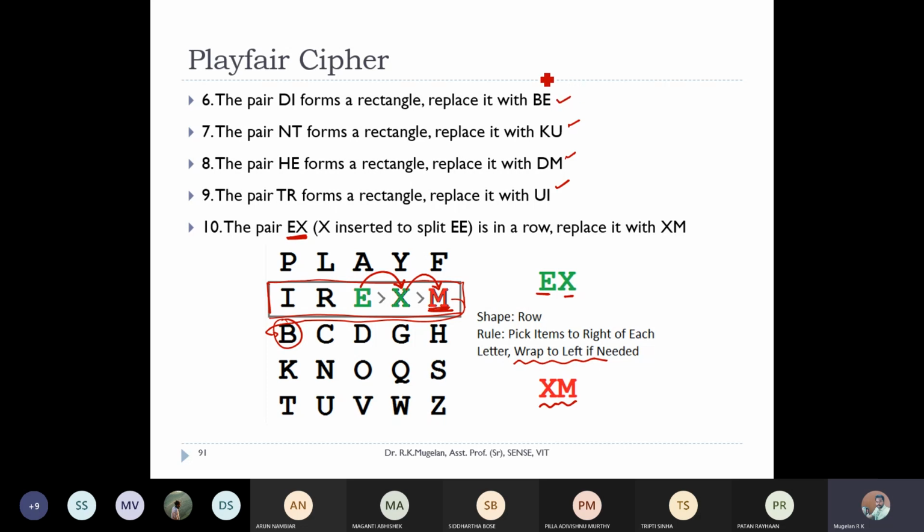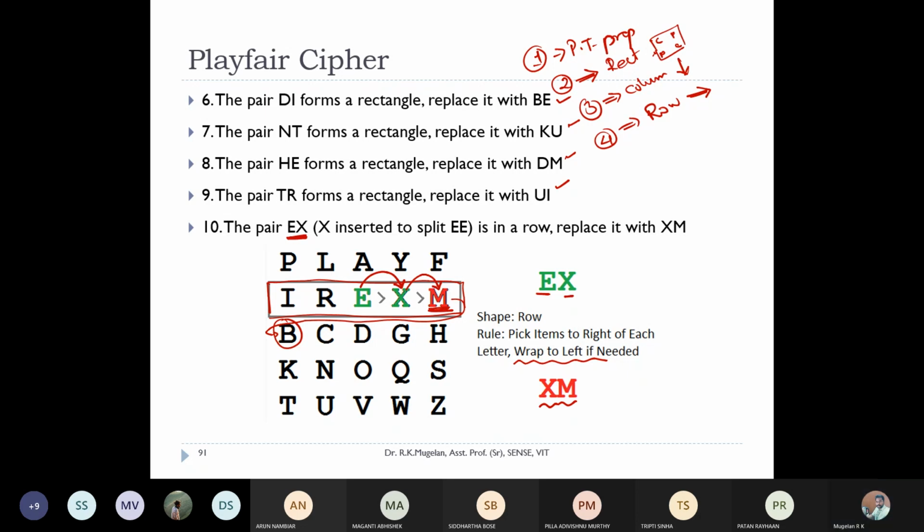The first rule is nothing but prepare your plain text. That is, you have to check whether 2 elements are repeated or not. Second rule, if it is a rectangle, choose the corner elements as the ciphertext. The third rule is column. For a column, choose the next elements below each other. And the fourth rule is row. You choose the next right hand side elements to each and every element of the plain text.